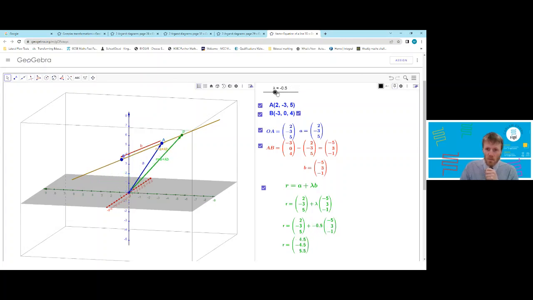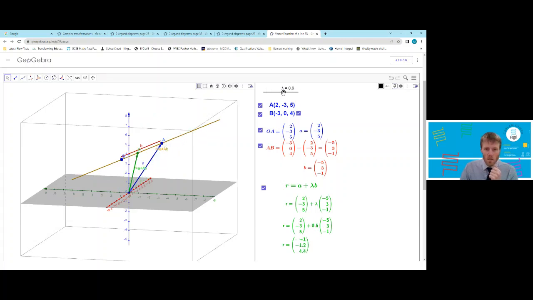If I change this lambda to 0, it should take me to point A, which is this point here, 2, -3, 5. So when lambda is 0, it takes you there. If you put lambda as 1, 2, 3, etc., it's just going to move you in that direction. If you take lambda back as a negative, it's going to move you in the other direction.